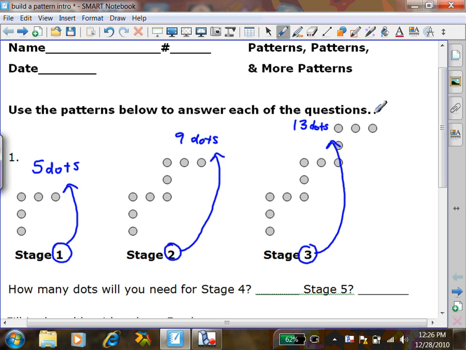So if I add the 4th stage, I'm going to add on 1 circle, 2 circles up, and then 1 circle, 2 circles over. So I had 13 here, so stage 4 would be 14, 15, 16, 17. Whoops, miscounted. So stage 4 would have 17 dots. And then you go ahead and fill in stage 5. Go ahead and pause me for a second and draw it out.